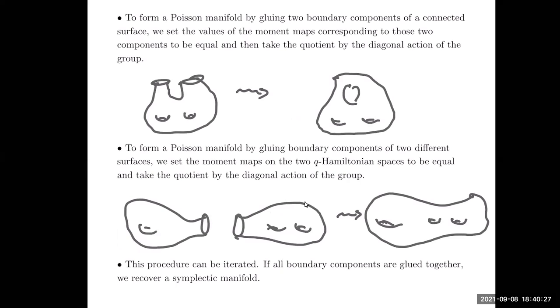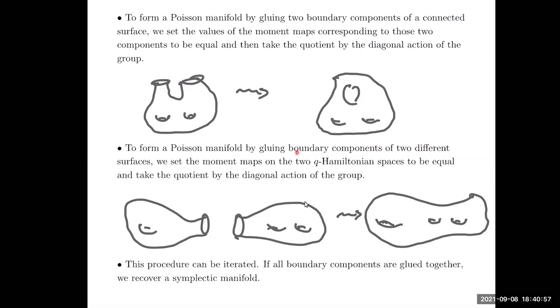So to form a Poisson manifold by gluing two boundary components of a connected surface, we set the values of the moment maps corresponding to the two components to be equal, and then we take the quotient by the diagonal action of the group. So if we started off with a genus 2 surface with two boundary components, we just glue those together. So we now have a genus 3 surface.